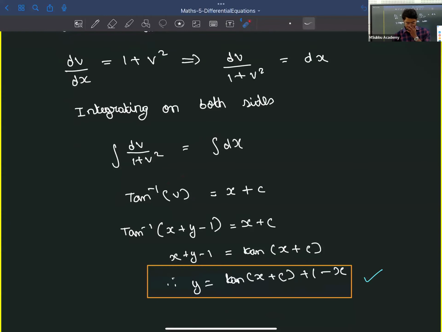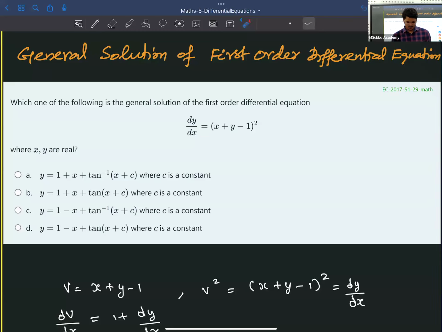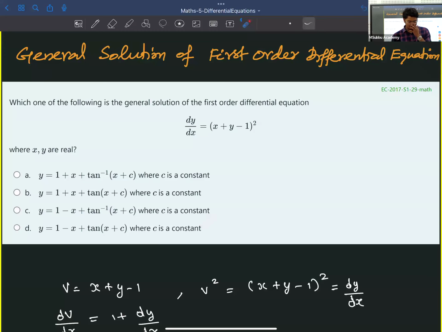Take this tan inverse to this side, which will be tan of x plus c. So x plus y minus 1 will be equal to tan of x plus c. From this, find y. Bring this to this side, and this to that side. So y will be equal to tan of x plus c plus 1 minus x. So this will be your equation, which is option D. Okay, is that clear? If you have any doubts, you can just ask me. I'll give 2 seconds.